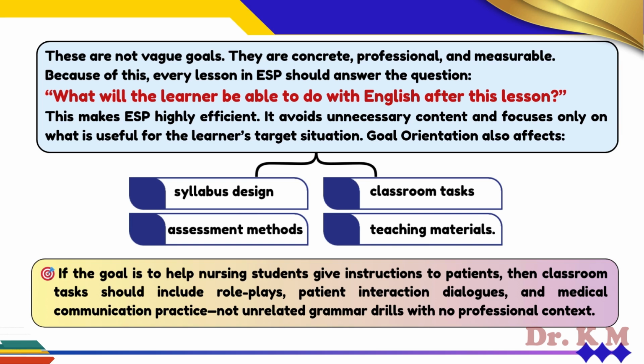Because of this, every lesson in ESP should answer the question, what will the learner be able to do with English after this lesson? This makes ESP highly efficient. It avoids unnecessary content and focuses only on what is useful for the learner's target situation. Goal orientation also affects syllabus design, classroom tasks, assessment methods, and teaching materials.